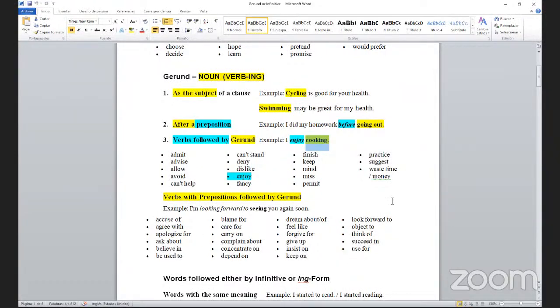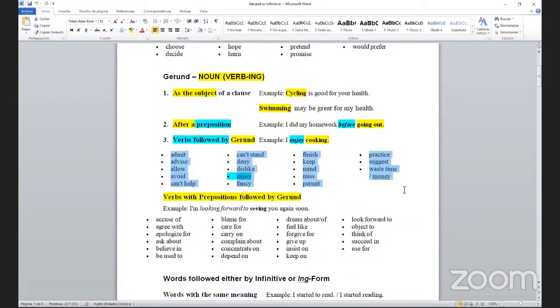I don't know if you have some question until here, Miguel. So I have to memorize the verbs which we use with gerund. Exactly, yes. Because we have to memorize only this list, okay?